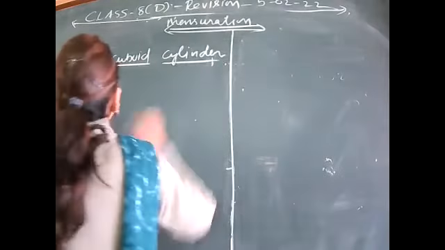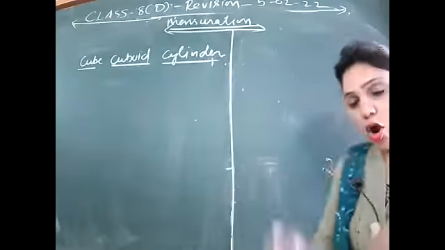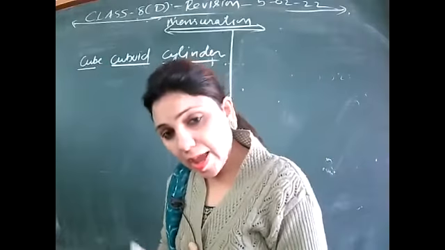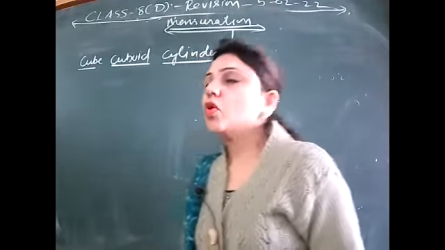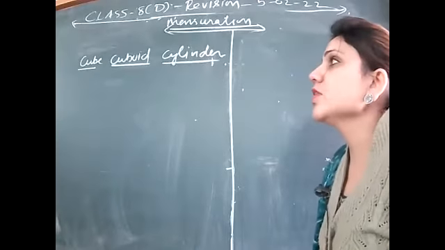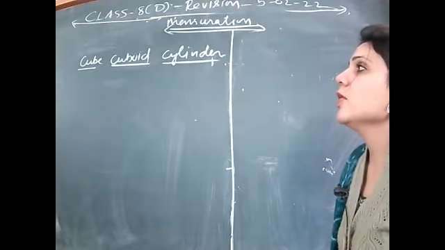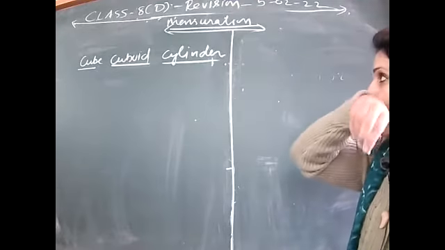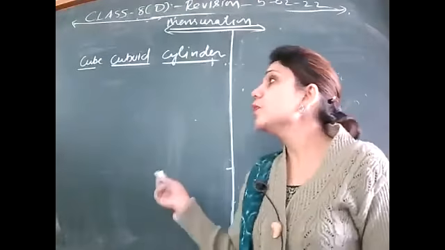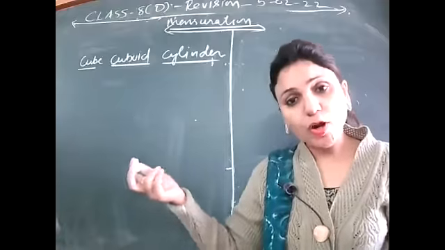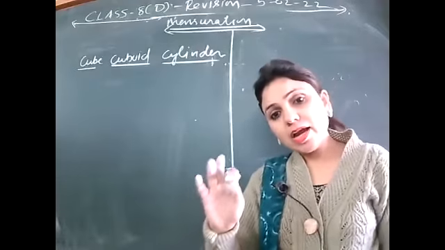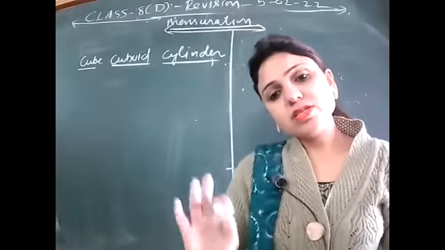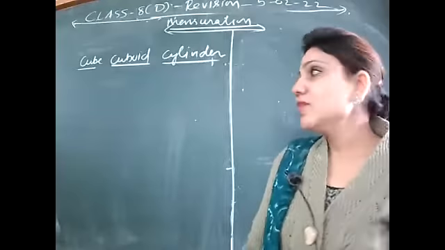Cube, cuboid, cylinder. The whole chapter revolves around these 3 figures: cube, cuboid and cylinder. So now I will just take a glance at the formulas of cube, cuboid and cylinder. Earlier I told you the method to derive the formulas, but during revision it will not be discussed. Just a glance at the formulas.